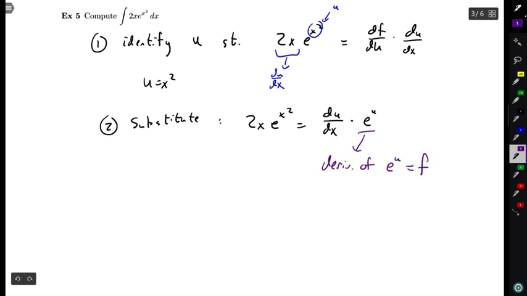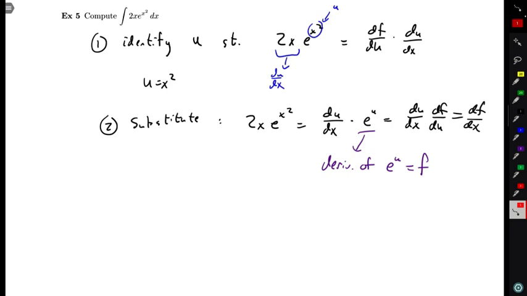So if I let f equal e to the u, I now recognize that this thing here is du dx times df du, which I know is the same thing as df dx. In other words, this function that we've started with, 2x e to the x squared, is the derivative with respect to x of this function f, which is e to the u. But we want to think about f in terms of x squared. So u being x squared means that f of x is the function e to the x squared. Maybe we want to go back and check.